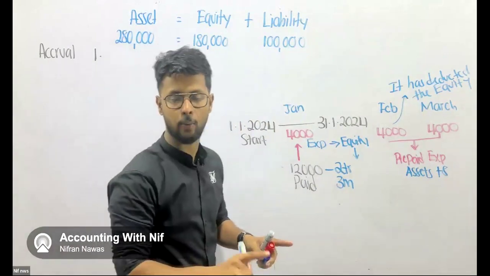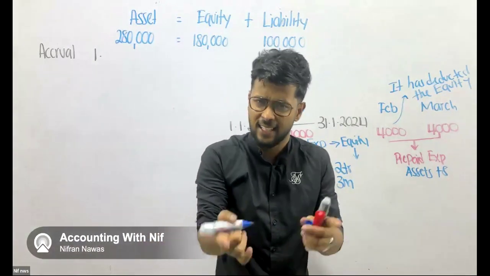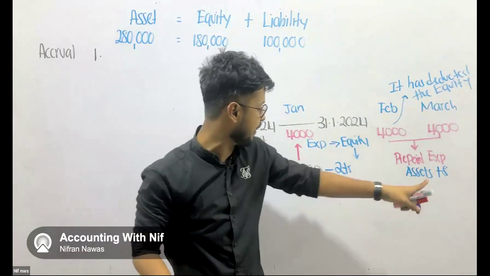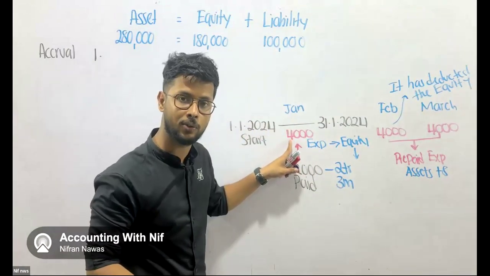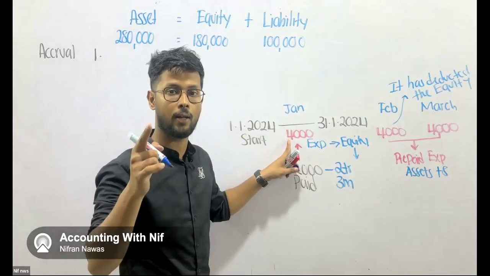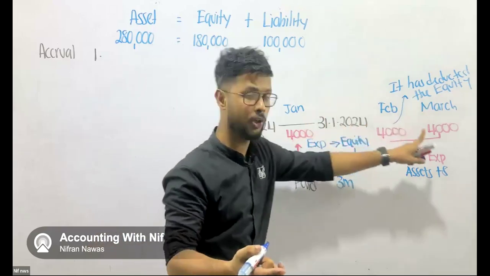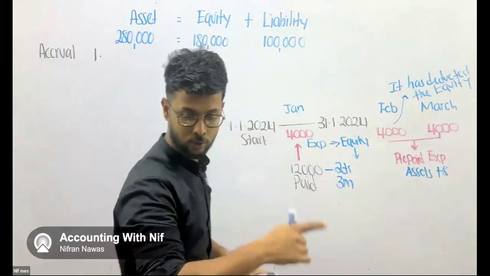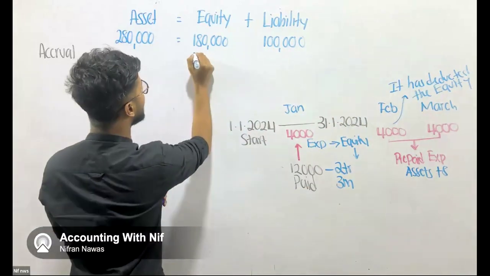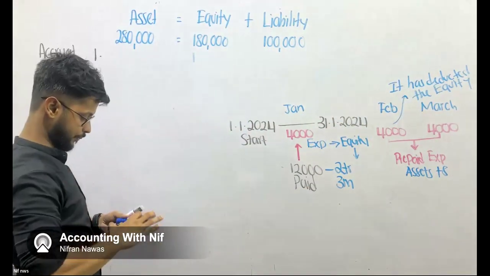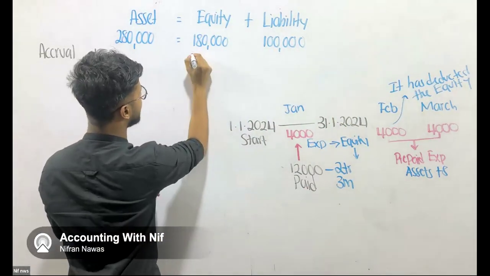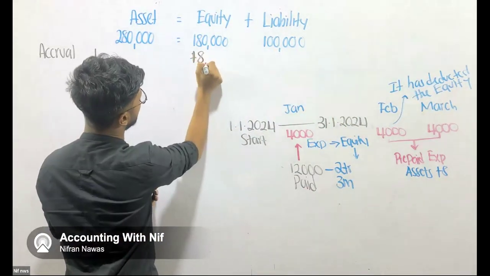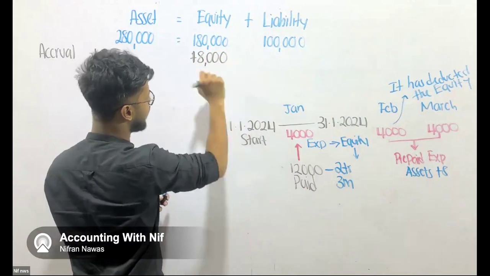But can you deduct the equity? No, you can't deduct the equity. Why? Is that an equity or asset? It is an asset here. You should have only deducted the equity by 4,000. But you are a poor accountant. What did you do? You deducted 12,000 in total. So what you need to do, you need to add back that 8,000. Do you get what I'm saying? You should add back that 8,000 that you mistakenly deducted. Why?